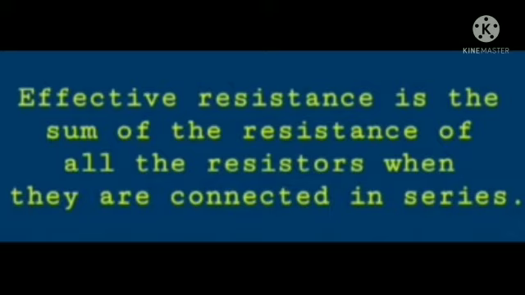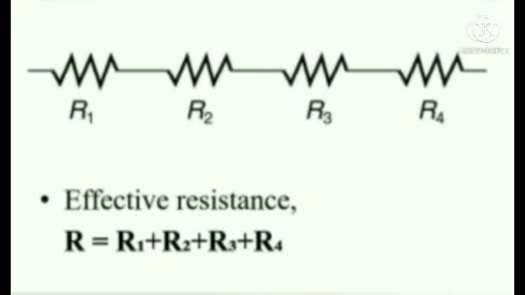It is seen in this problem. Here 4 resistors are given, R1, R2, R3 and R4. So we can calculate the effective resistance by just adding: effective resistance R is equal to R1 plus R2 plus R3 plus R4.